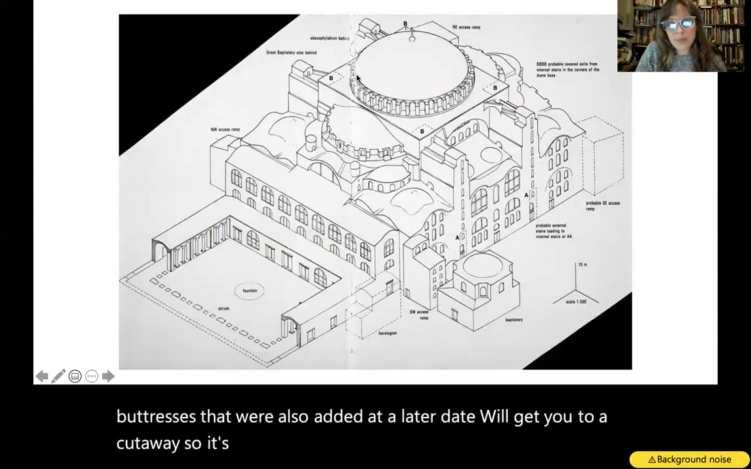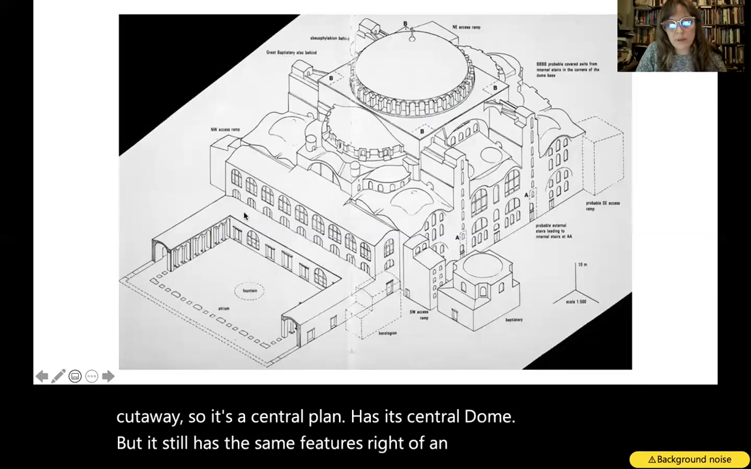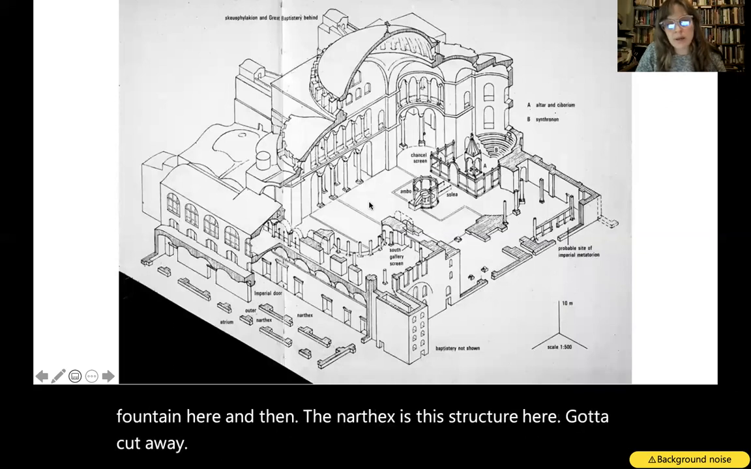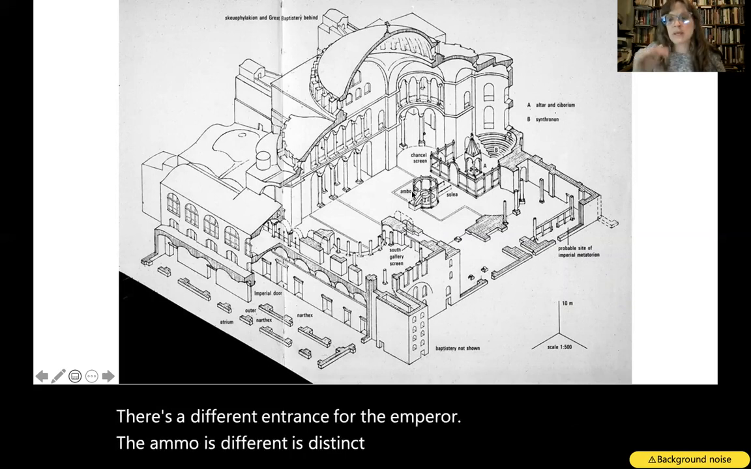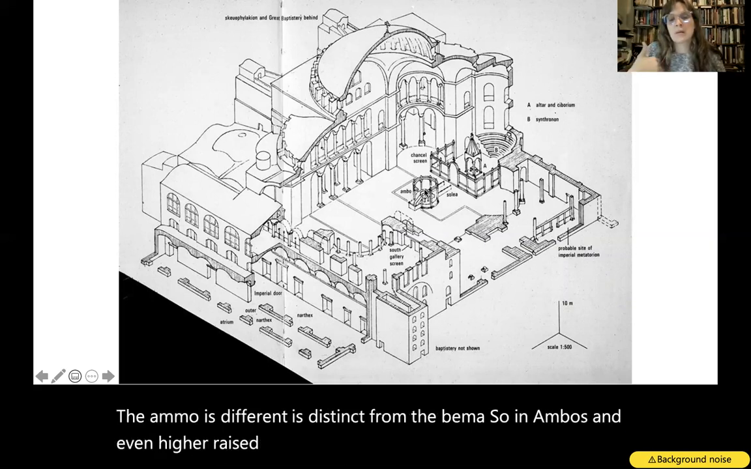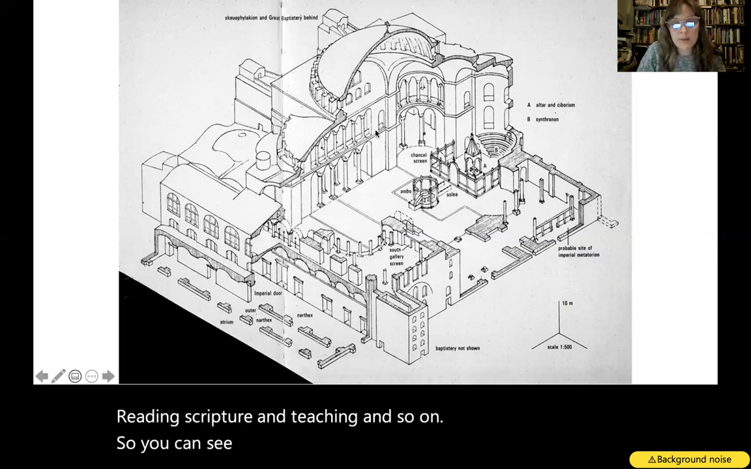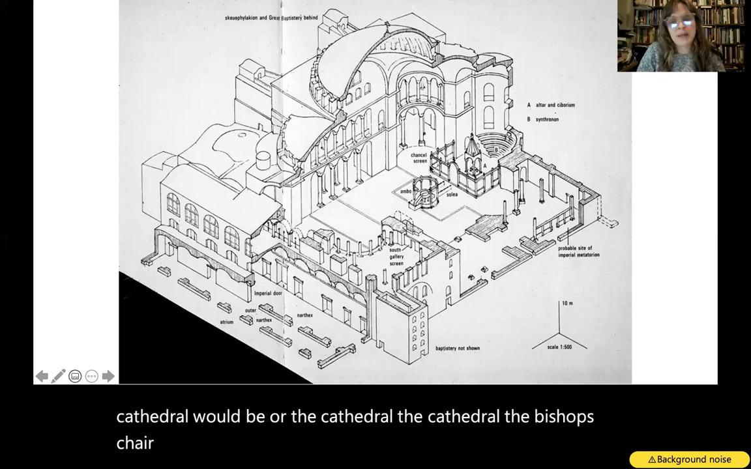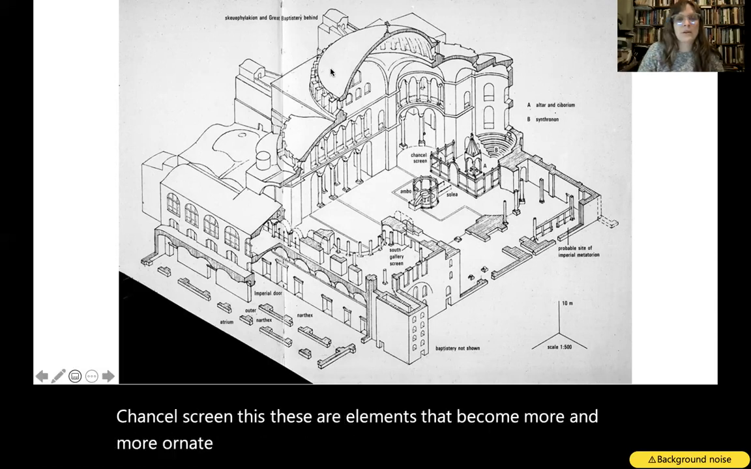So it's a central plan, has that central dome, but it still has the same features, right, of an atrium. You can see the fountain here. And then the narthex is this structure here. Got a cutaway. There's a different entrance for the emperor. The ambo is distinct from the bema. So an ambo is an even higher raised platform for reading scripture and teaching and so on. So you can see there's the nave. We have side aisles, the apse here. The cathedra, the bishop's chair here, the altar, chancel screen. These are elements that become more and more ornate over time, but initially are pretty simple.